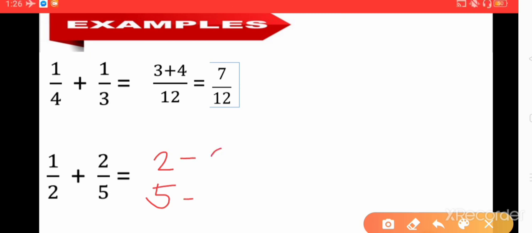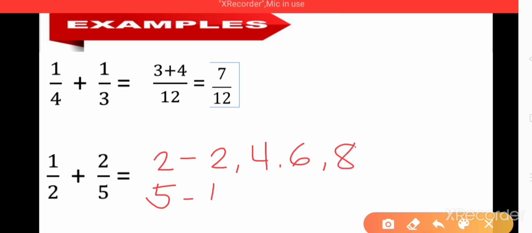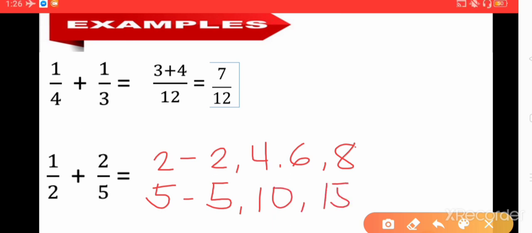2 times 1 will give you 2. 2 times 2 will give you 4. 2 times 3 will give you 6. 2 times 4 will give you 8. So, and so on. Then sa 5, 5 times 1 is 5. 5 times 2 is 10. 5 times 3 is 15. So, since dito, wala pa silang magkapareho, ituloy natin yung both.